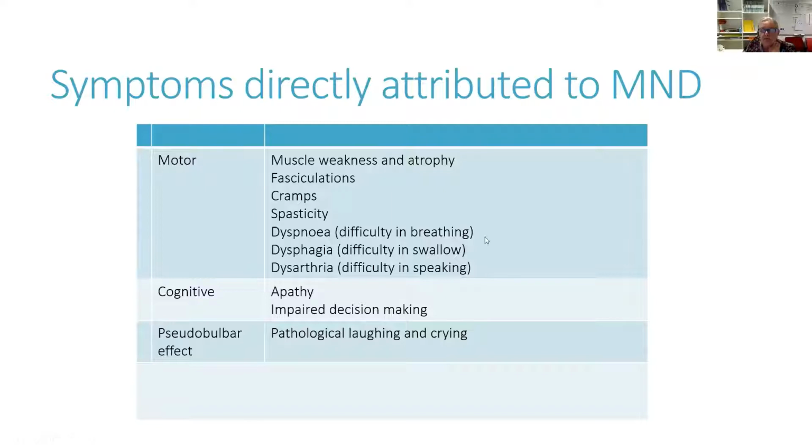There's a lot of information coming out recently in regards to cognition, and they've found that some people do have some sort of apathy or impaired decision making. Other people around you might describe that this is what's happening for you. It may not necessarily be something you see yourself. And the pseudobulbar effect, that laughing and crying that sometimes occurs for some unknown reason. And that's all due to motor neurone disease.